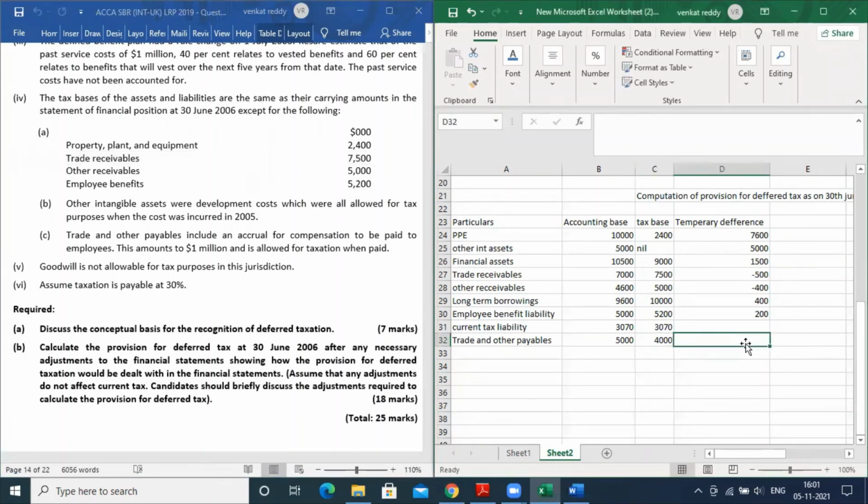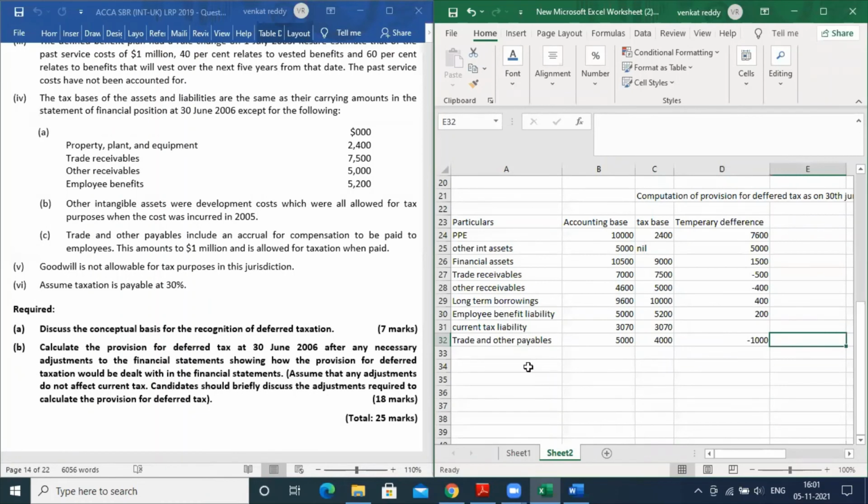Now in this case, the carrying value of trade payables as per accounting base is more than the carrying value as per tax base. So this is considered a deductible temporary difference, so we will be showing it in minus. Now we are done with all the adjustments.